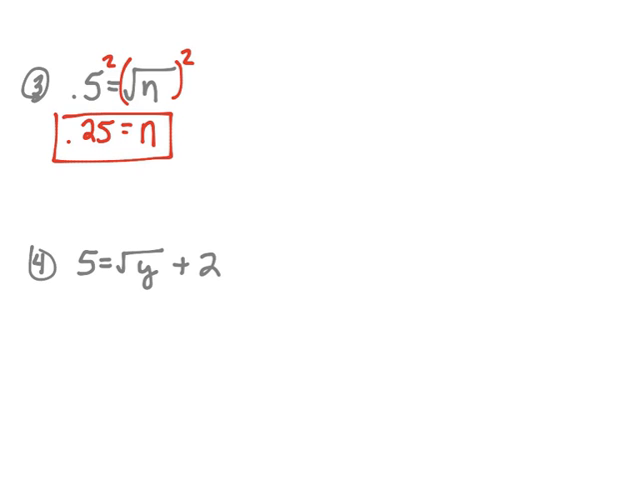But I must check my solution. I've got to plug that in. I've got to make sure that I get a true statement. So if I come over here and plug in that 0.25 for n, we're just going to make sure that we get a true statement. So the square root of 0.25 is 0.5. And since 0.5 is equal to 0.5, we know that our solution is correct. Okay, so again, very important to check your solutions.